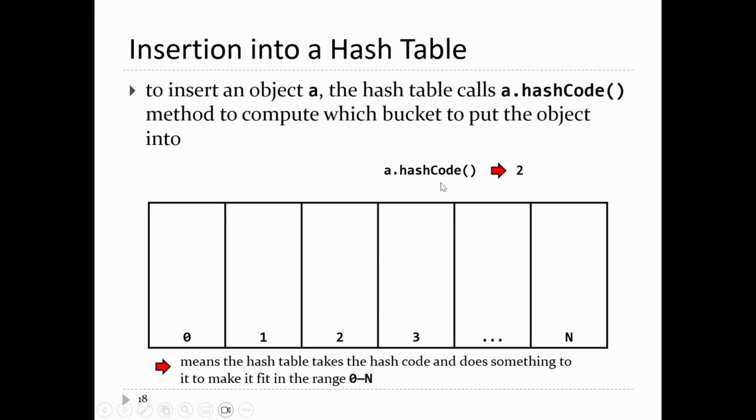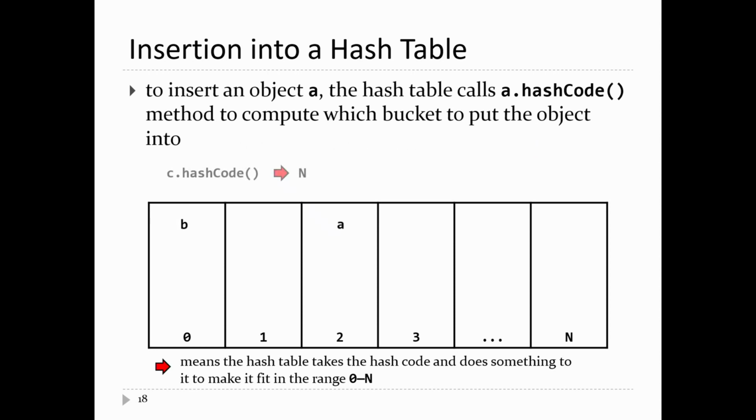Okay, so the red arrow means take the hash code and convert it to a value between 0 and n. Exactly how that works, we don't care. So when the hash table converts this value from A, it gets the value 2. So A goes into bucket 2. If you want to put a new object B into the hash table, the hash table calls hashCode on it, gets a value, and converts that, in this case, to 0. So B is going to go into bucket 0.